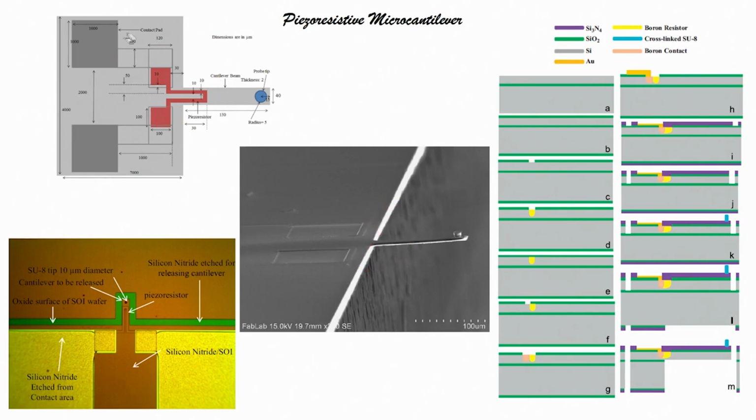Here, what was the application? The application was to understand the change in the elasticity of a material. How? If you recall what we discussed last time in the theory class, this is the SU8 tip. This is polysilicon.